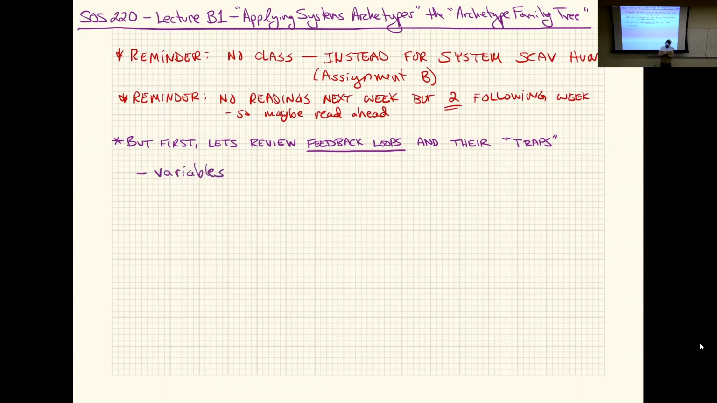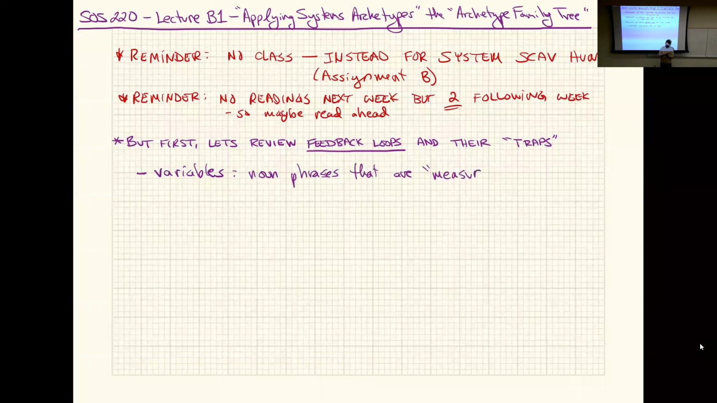Just as a reminder, variables are noun phrases that are, we'll say, measurable. So you wouldn't want to put ice melts as a variable, but you might put sea ice as a variable. You wouldn't want to put increased sales, but you might put sales. So it's those sorts of things that have a quantity. It's hard to measure increased sales, but it is easy to measure sales, and you can watch sales increase as other things in the system increase and decrease.